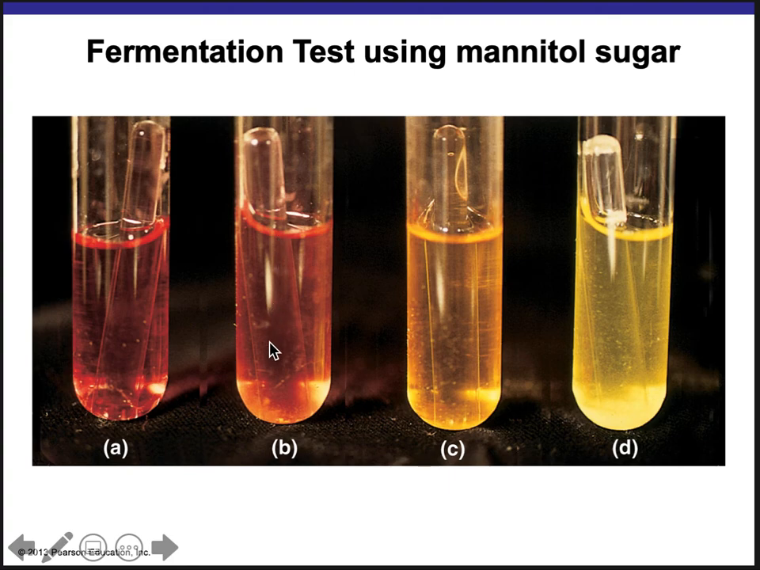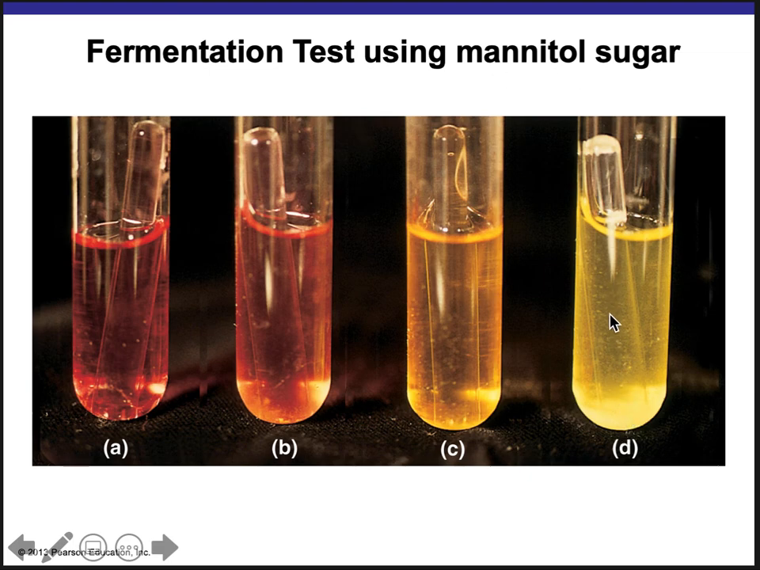So it's actually negative for fermentation, and it's alive, and it's producing an alkaline product from using protein, and that's why it turned orange. On the other hand, we have Staphylococcus aureus, which grew and it ate the mannitol, and the fermentation product is acidic, and that turned the pH indicator yellow, and that is positive for fermentation of mannitol.